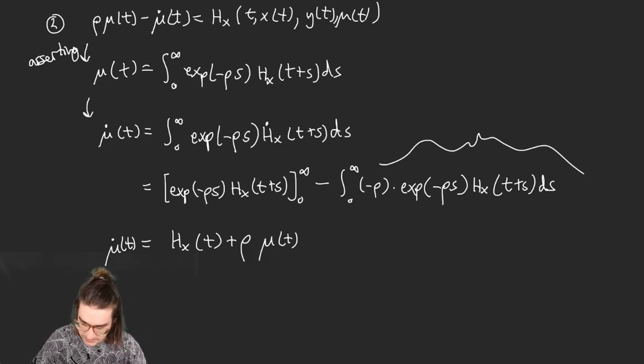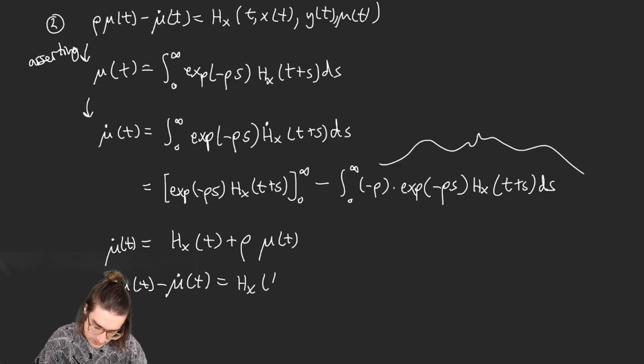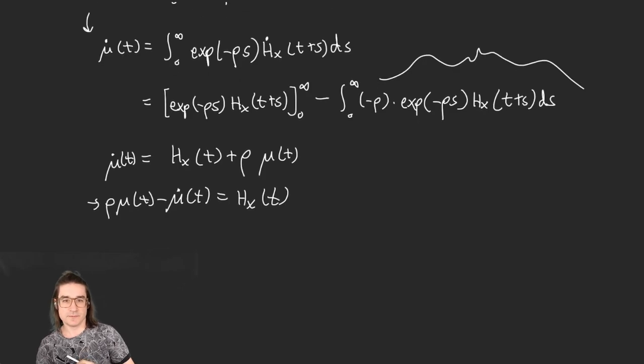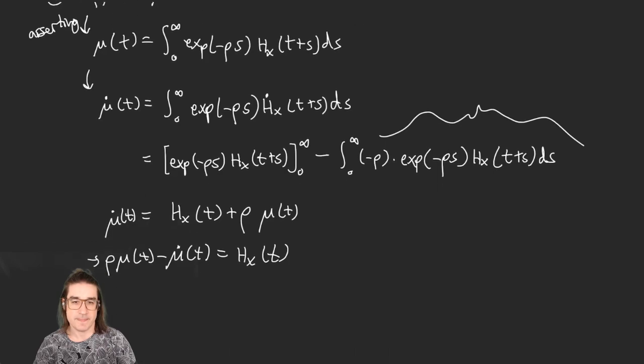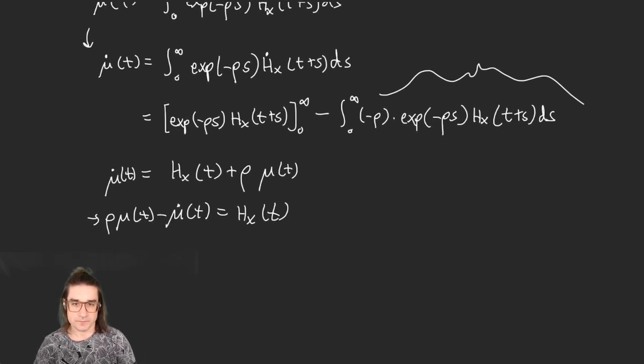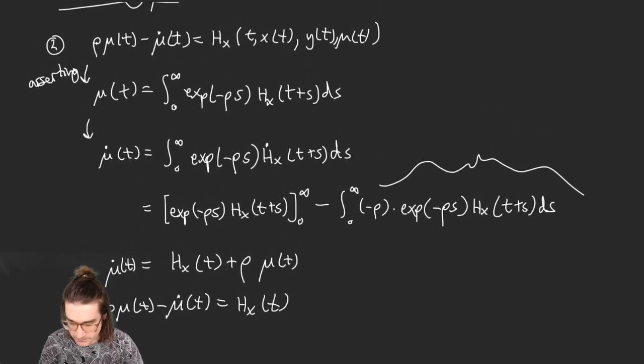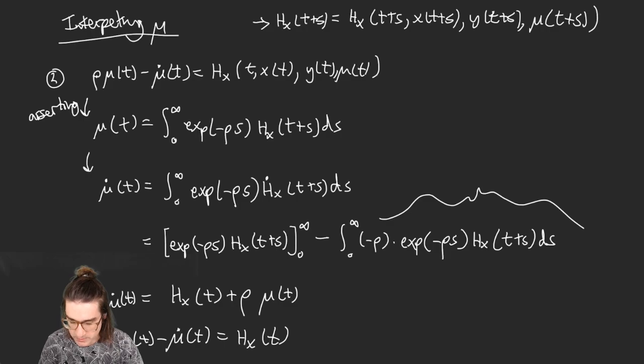All we have to do now is rearrange terms, subtract basically, and we get our original equation. So that's what we started with up top. Okay, that's good. I think it's a longer involved proof, but we've sort of shown that this integral form is valid, this one up here.